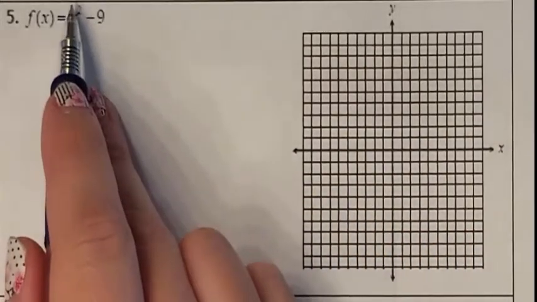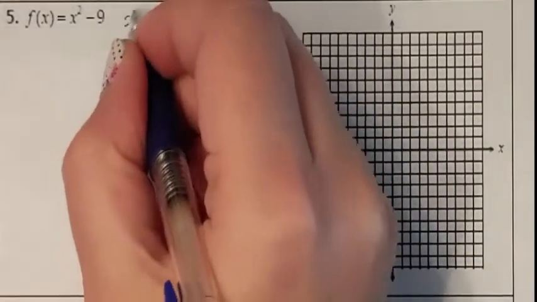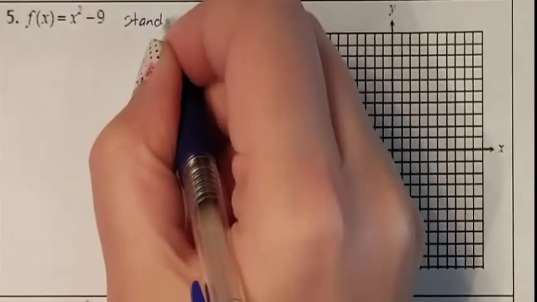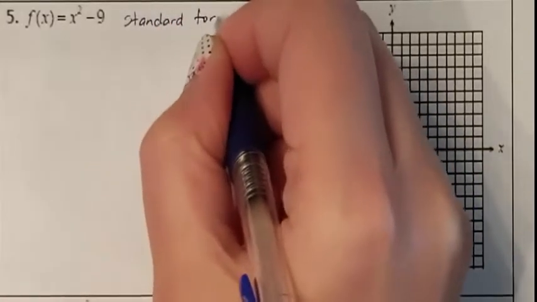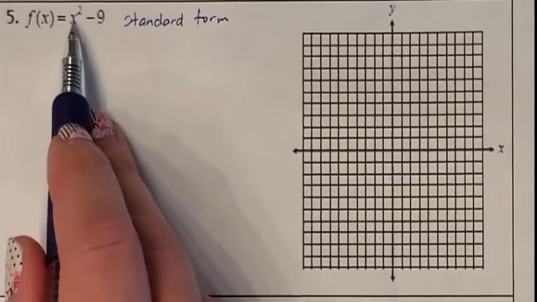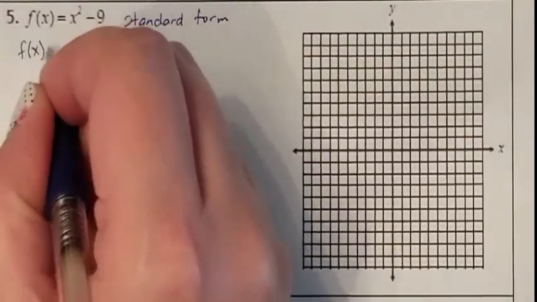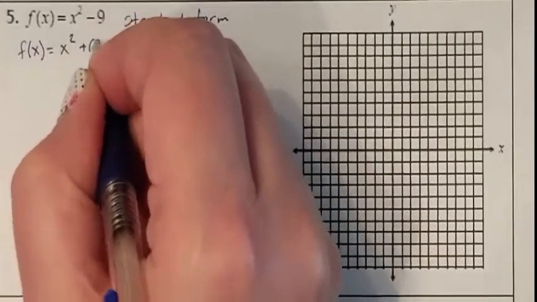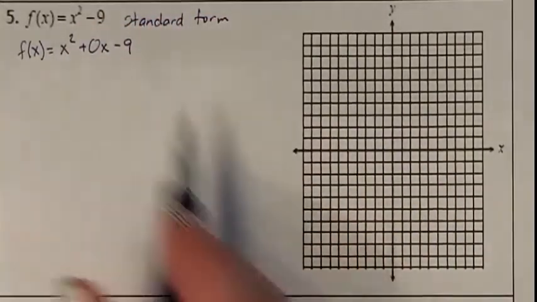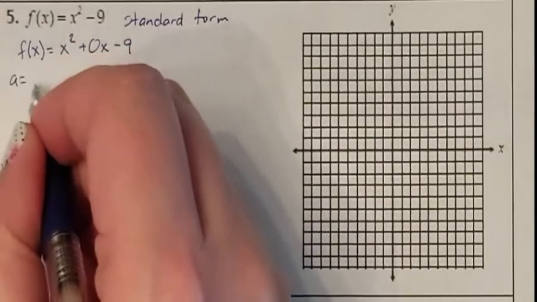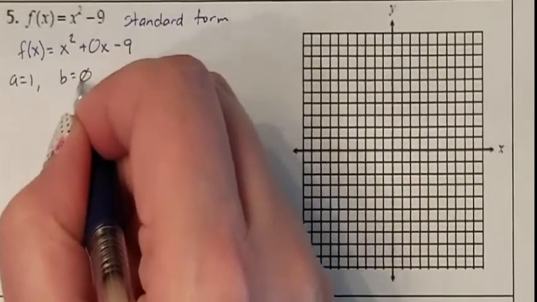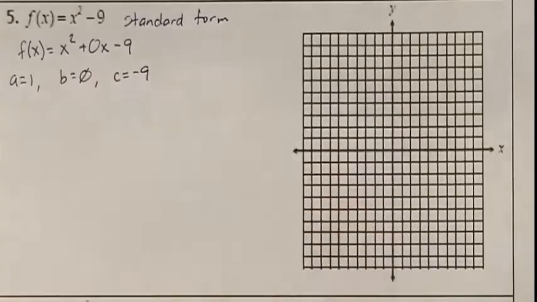I see an x squared and a non-x. This is in standard form, but we have a particular part missing. Standard form is supposed to have an x squared and then an x and then a non-x. So this is in standard form, we just happen to have 0 x's. So here it is in standard form, which means I need to identify my A, my B, and my C.